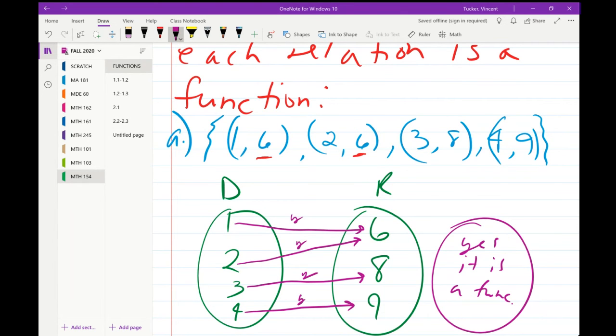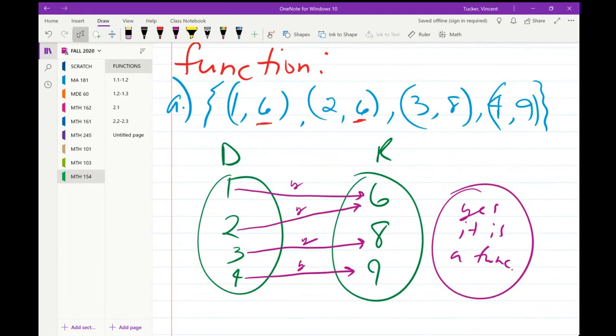All right. Questions. So it's okay for different elements to go to the same one in the range, but they can't go to more than one. And you'll see an example of it going to more than one in the next one.